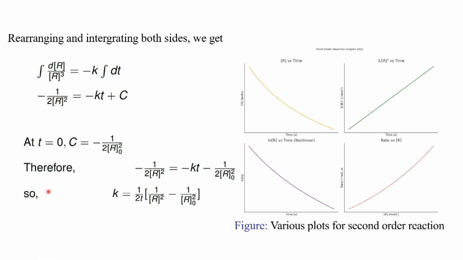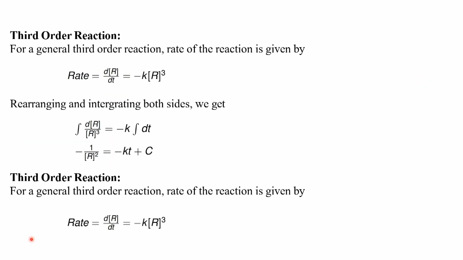Okay, so the value of c, when t goes to 0, we get c is minus 1 by r naught raised to the 2. So if we go back and check, okay, we do not need this one.